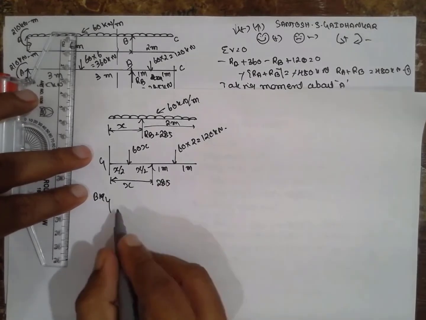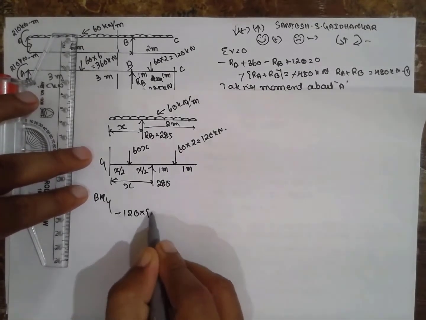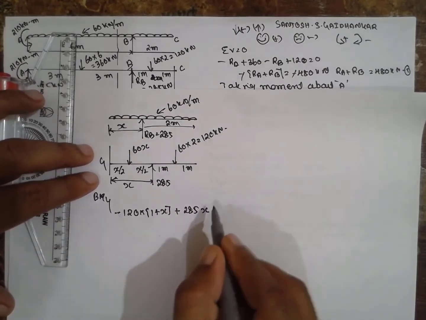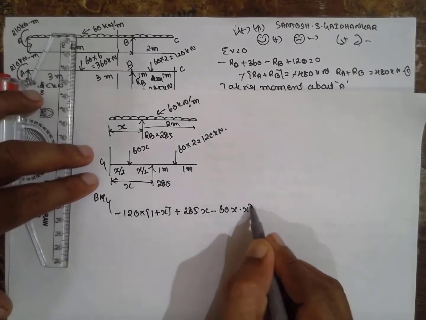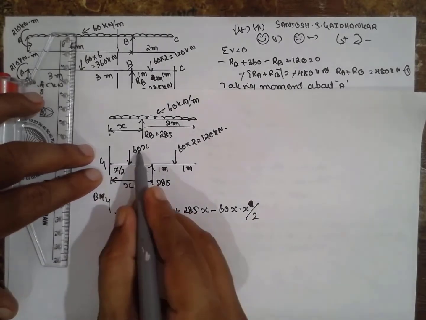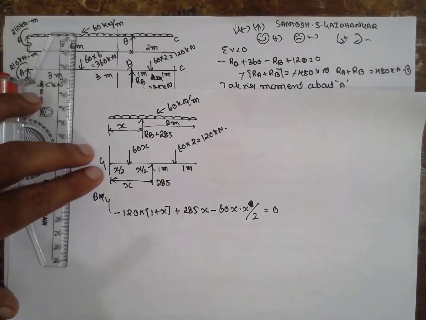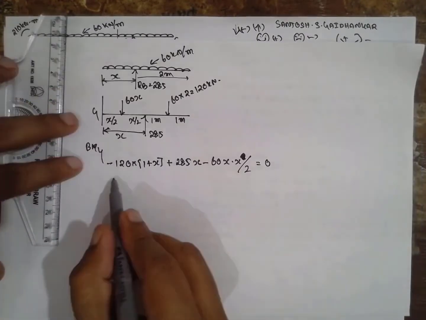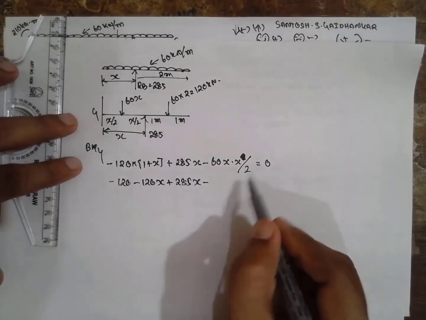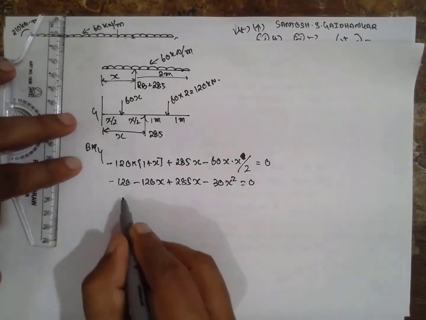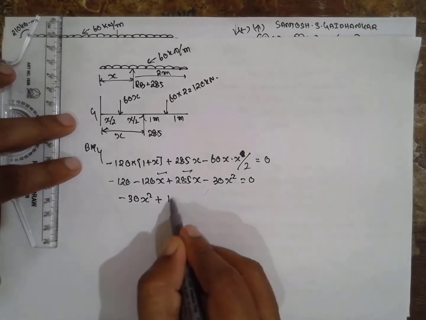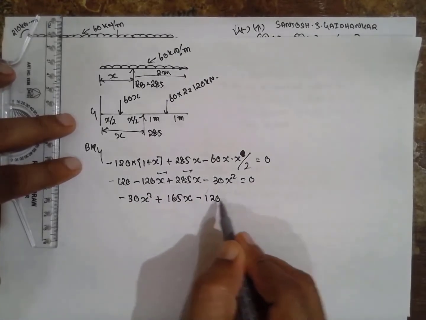Now first 120 minus 120 into distance, that is 1 plus X. Next plus 285 X minus 60 X into X by 2 is equal to 0. Further calculate this part. Minus 120 minus 120 X plus 285 X and minus 30 X square is equal to 0. Minus 30 X square plus 165 X minus 120 is equal to 0.